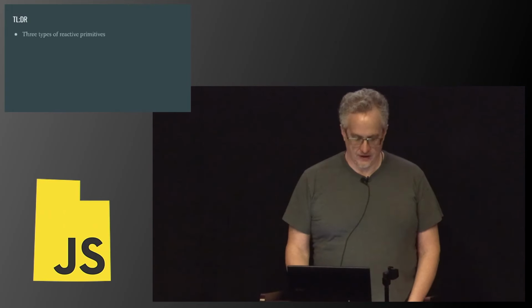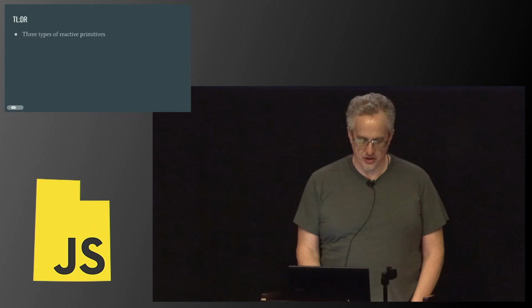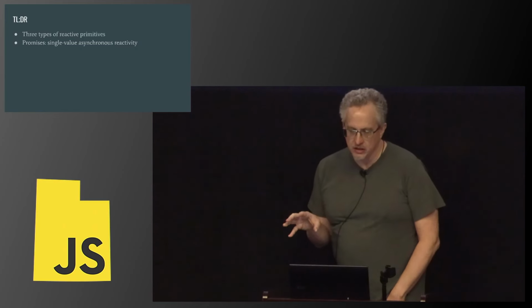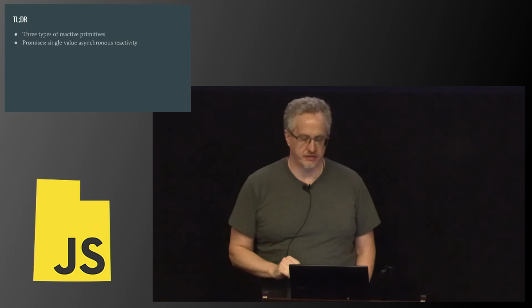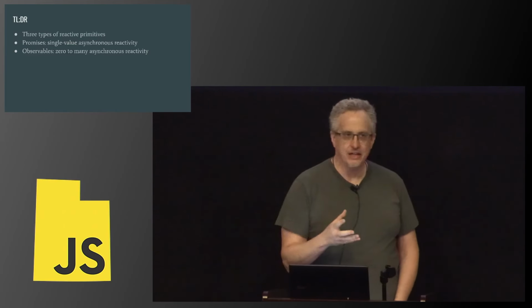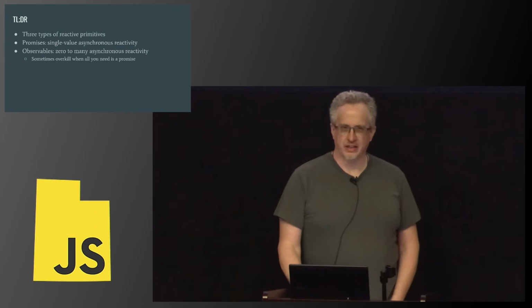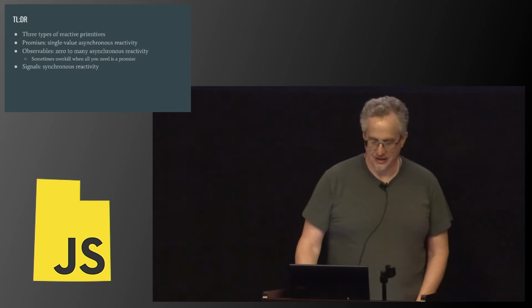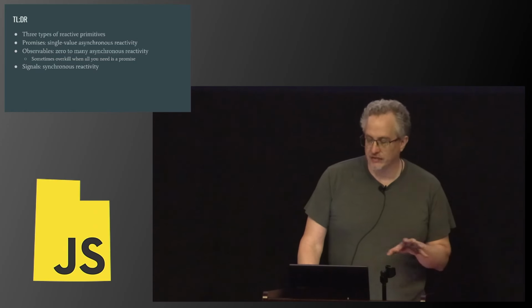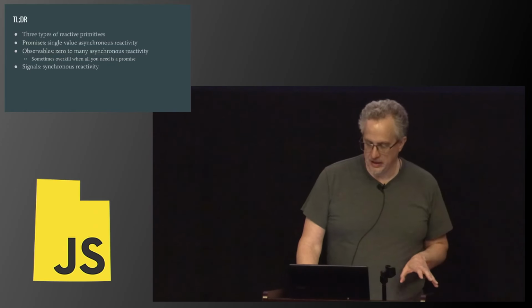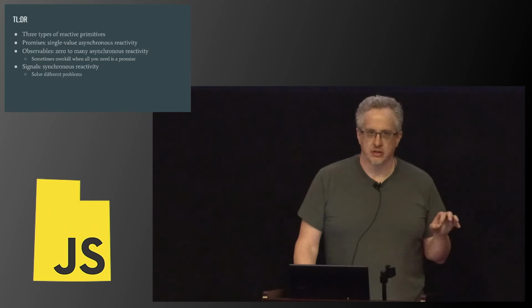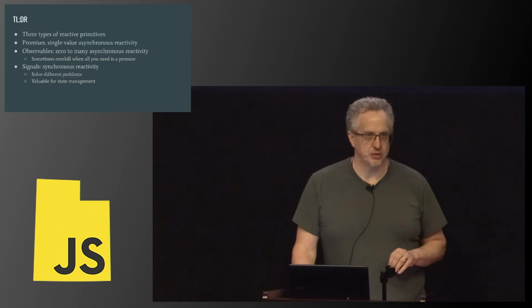So my TLDR: this is going to be a discussion of 3 different types of reactive primitives. Promises are great for single-value asynchronous reactivity. Observables are more powerful than promises because they handle and manipulate 0 to many asynchronous values, but they're sometimes overkill when all you need is a promise. Signals are the new kid on the block for synchronous reactivity, but they solve very different problems than the other 2 solve, making them a valuable new tool in your toolbox for state management.